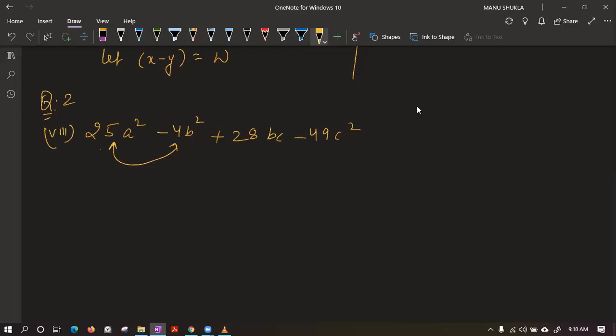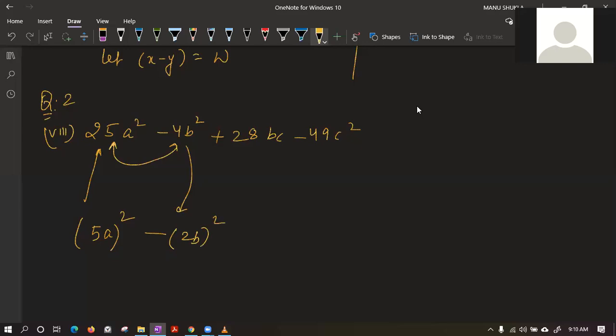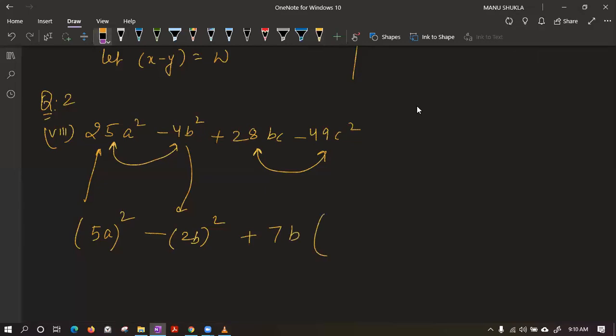We can write this 25a square as 5a whole square. We can write this 4b square as 2b whole square. In these two, is there anything common? Only 7 is common. 7c is common. So let's take that common.